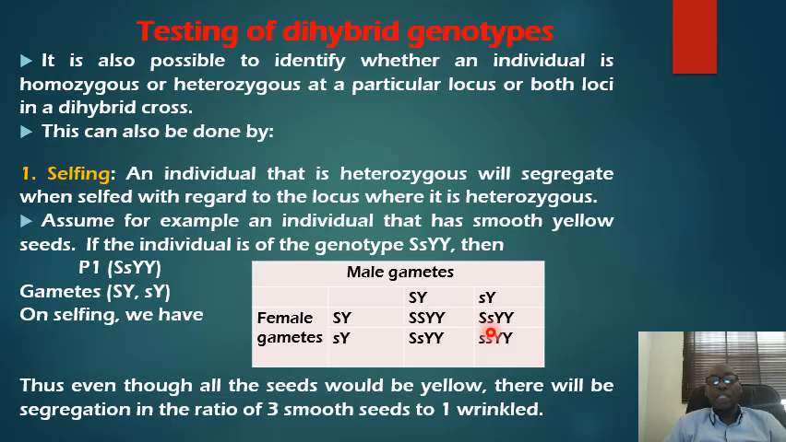Thus, even though all the seeds will be yellow, there will be segregation in the ratio of 3 smooth seeds to 1 wrinkled seed, because you have one of them that is small letters, which shows recessive trait wrinkled, but the other 3 each has 1 capital S, which shows smooth, but all have capital Y, which shows yellow. So you have 3 smooth yellow and 1 wrinkled yellow being obtained at the end of the day.